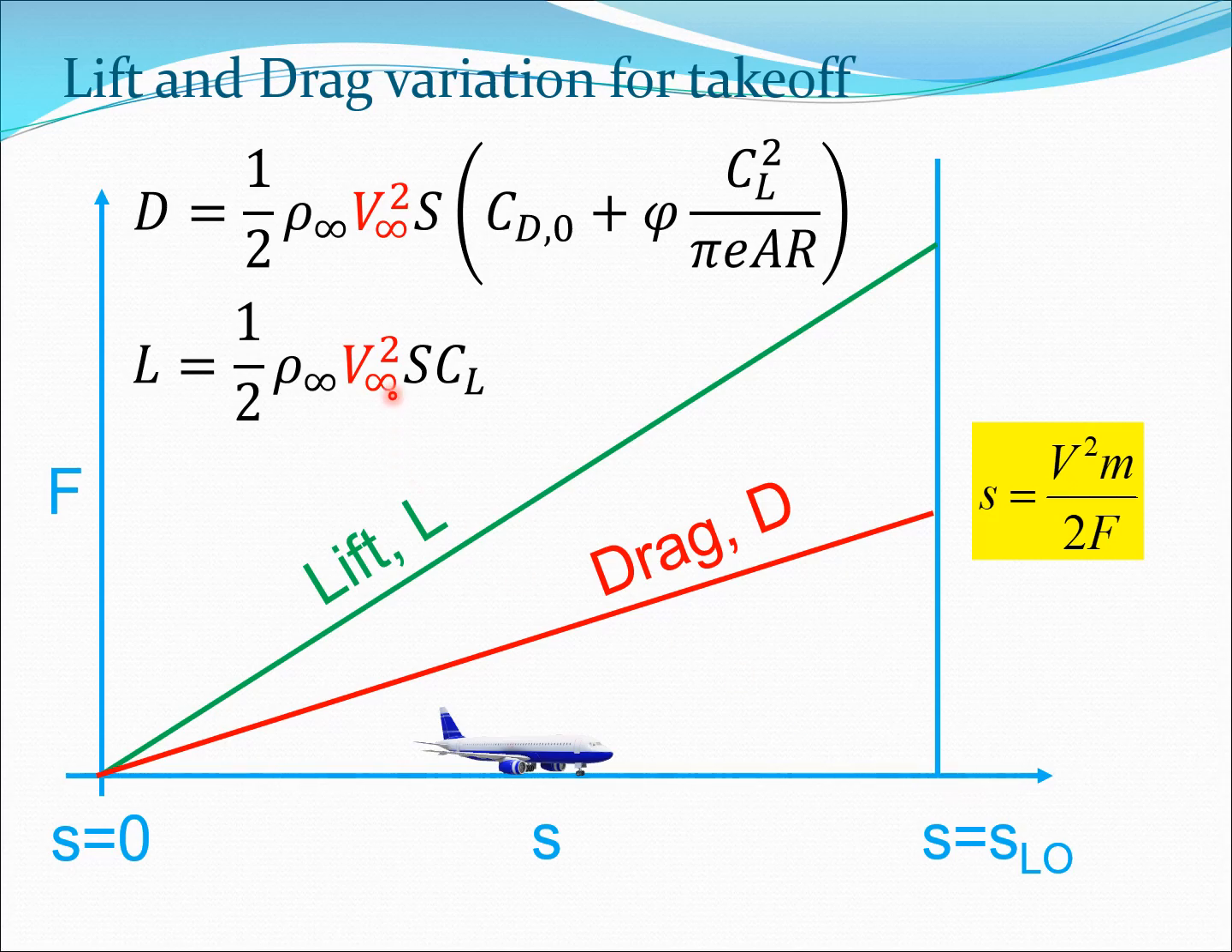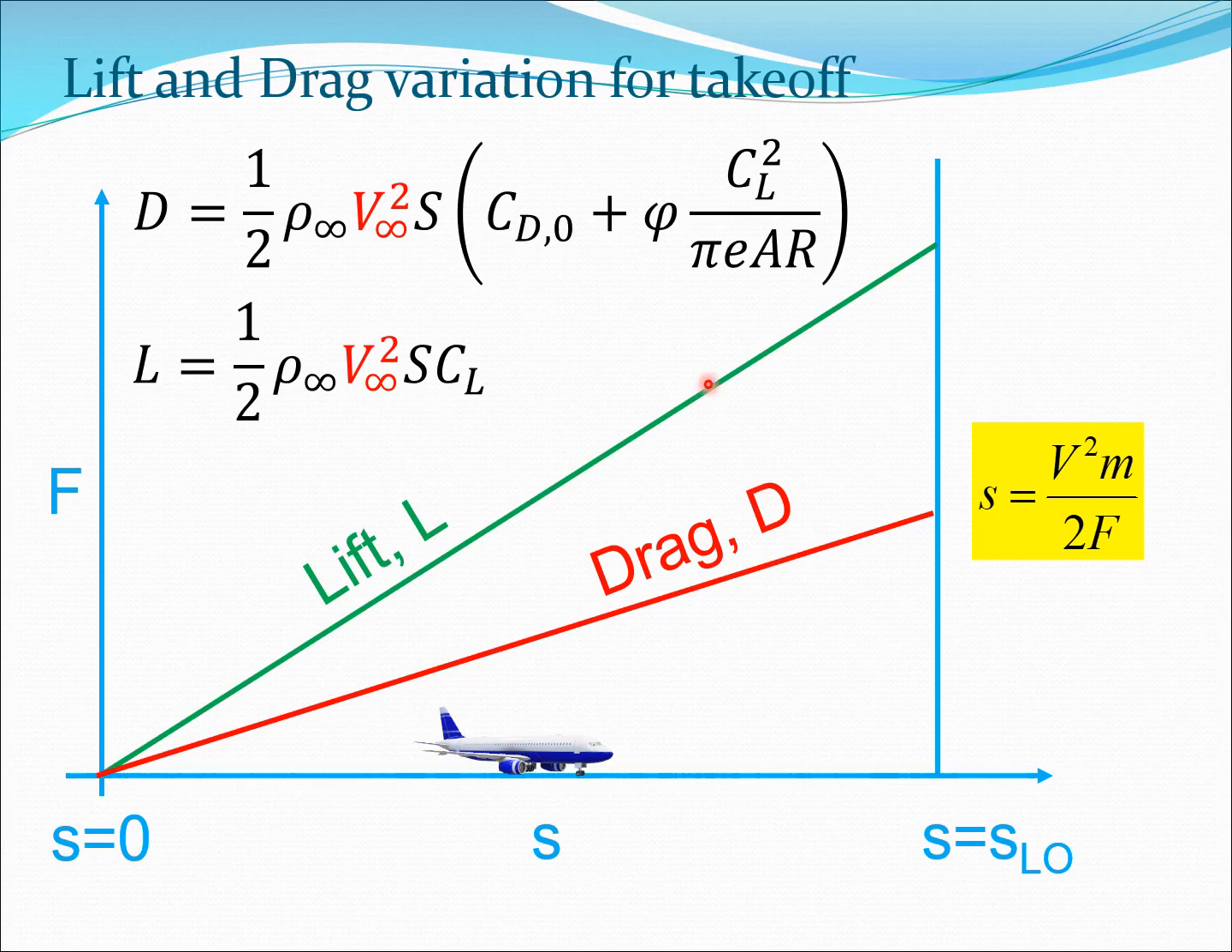So what will happen is that the velocity is going to keep increasing, and therefore as the velocity increases these forces are going to increase. Now from this formula we know that S is proportional to V square. Therefore the lift and drag are directly proportional to S, or the distance. So I can essentially put these two forces as straight lines because they are directly proportional to S here.